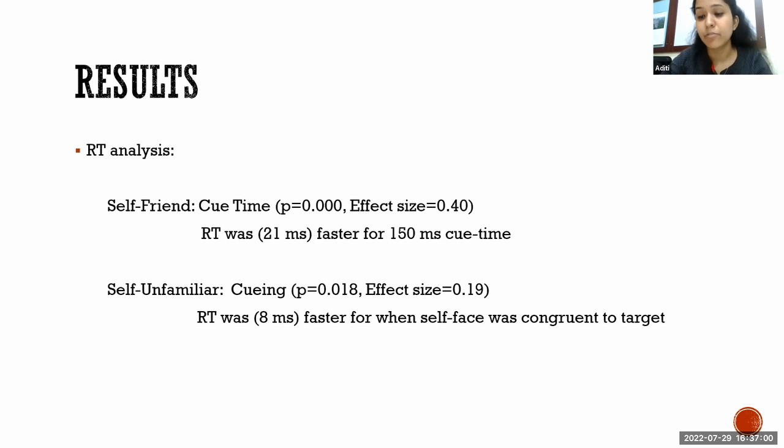For the self and unfamiliar pair, that is when self, the preferred cue, was paired with the unfamiliar face cue, the main effect of cueing was found significant, and post-hoc analysis indicated that the reaction time was faster when self-face and target were congruent as compared to when they were incongruent, which supports the basic hypothesis of dot probe paradigm. So we can say that self-face can bias attention when presented against an unfamiliar face.